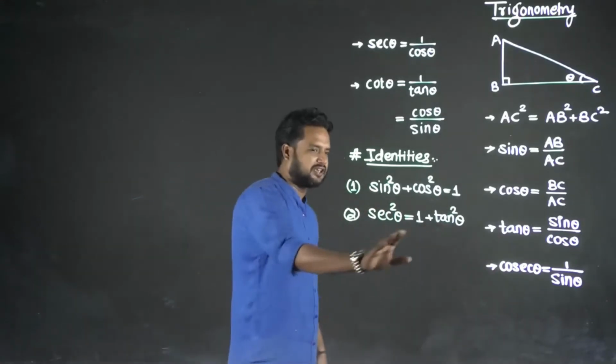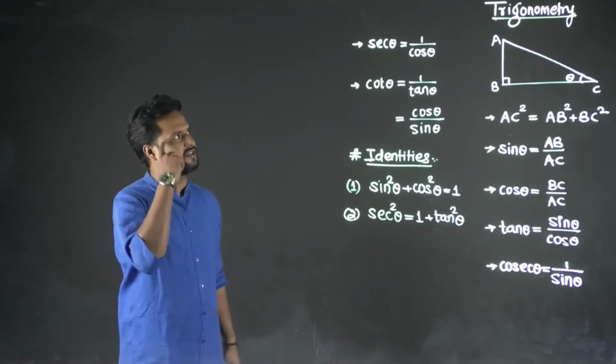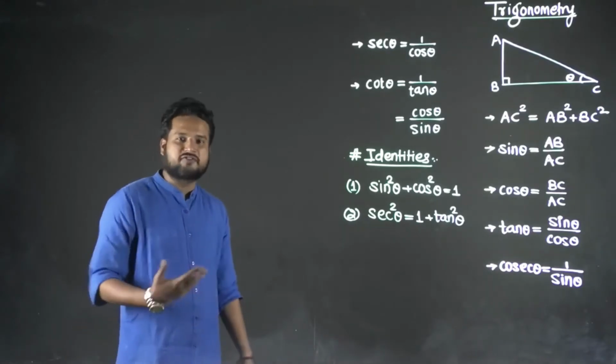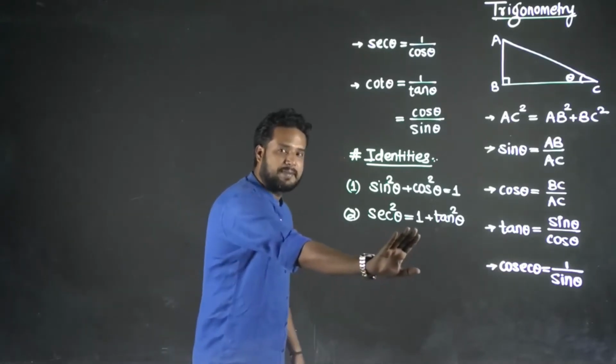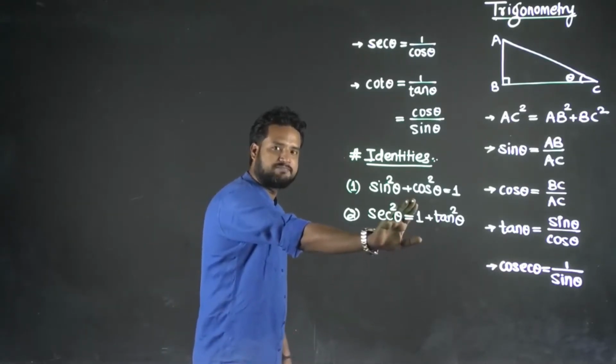They think that sec square theta is not 1 plus tan square. Oh, I guess it is 1 minus tan square. So this kind of confusion usually occurs in exams. So please remember, this formula can basically be evaluated from this only.